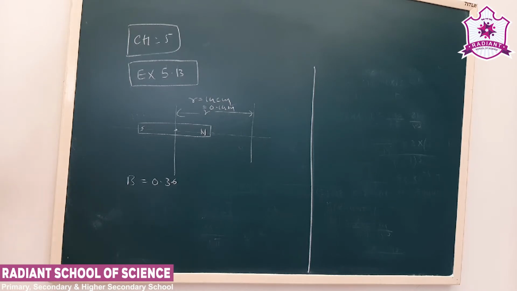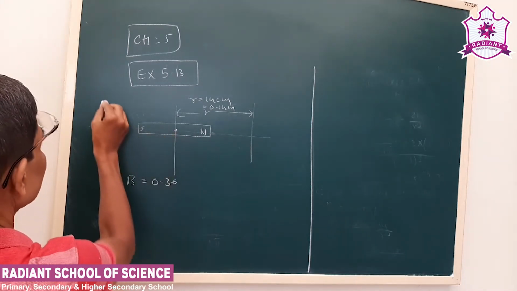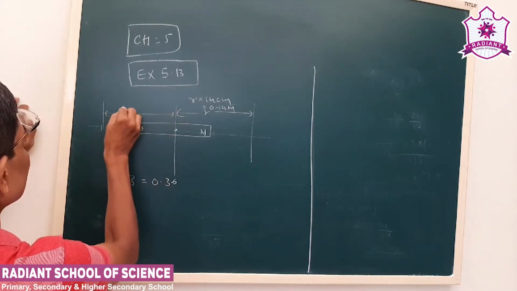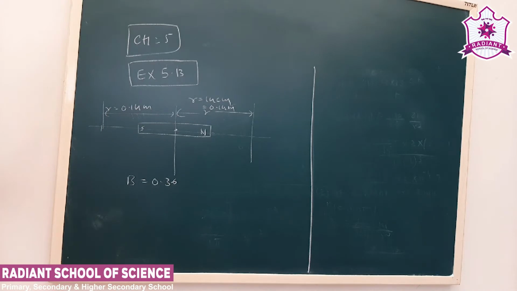Okay, now see, the null point can be on this side or on this side. Okay, the possibility is there. This also is 0.14 meter. Okay, now here the question says the null point is given on the axis.